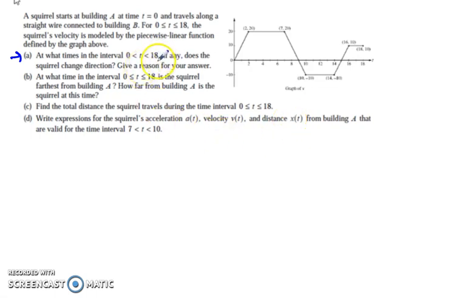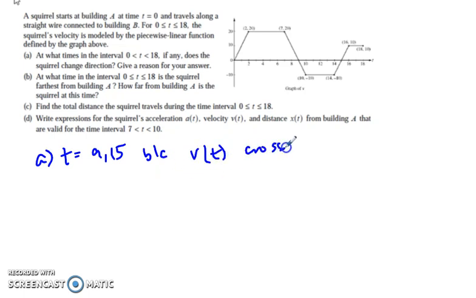Oh, the optimization is not the first problem. Ha, it's the second part. So, in the first part, we just want to know where the squirrel changes direction. And the squirrel is going to change direction at time 9 and 15 because the velocity curve, v of t, crosses the x-axis. And you need to write that.